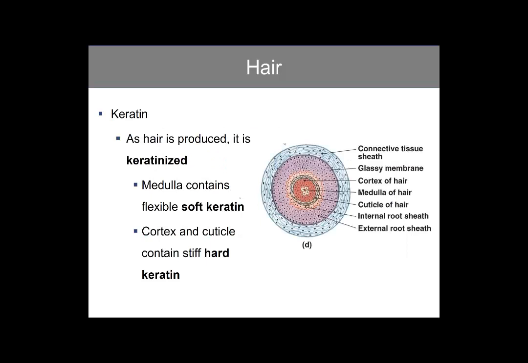Hair itself is made of keratin through the process of keratinization, and the medulla is a general term that we will find associated with many organs, and it simply means the middle region. The medulla of the hair contains a soft keratin. It's a very flexible, soft keratin, while the cortex, which again is a very generalized term that means the outer layer, as well as the cuticle, contains a stiff, hard keratin.